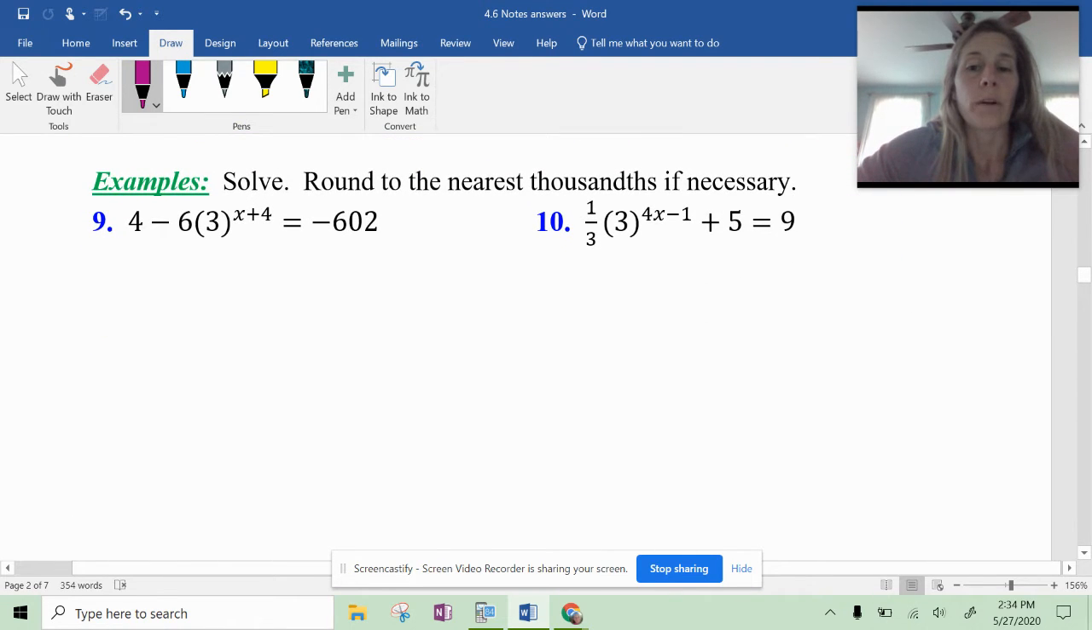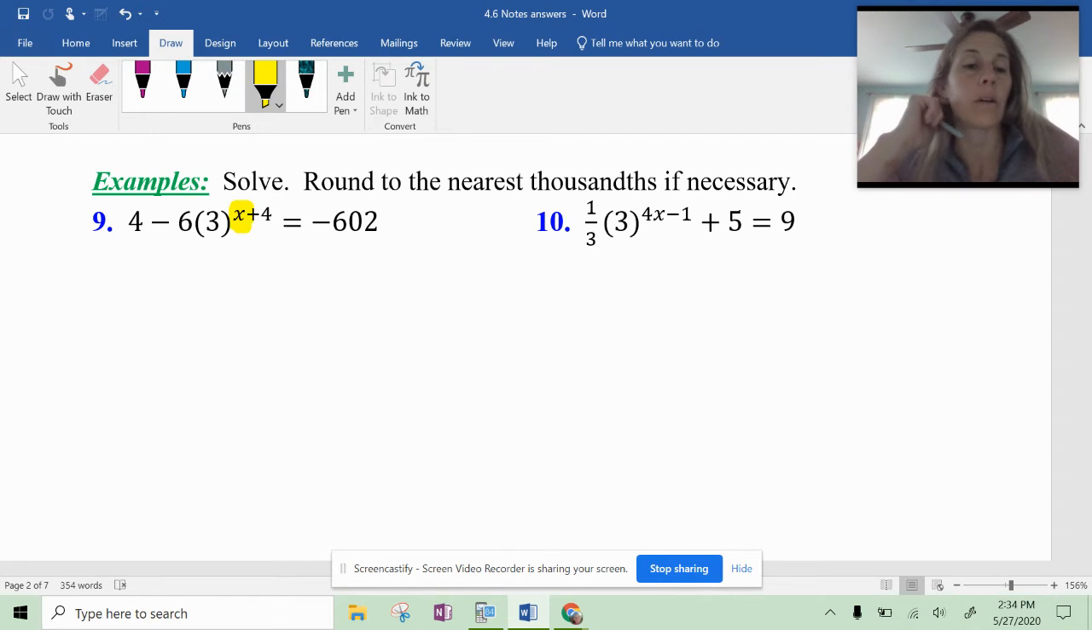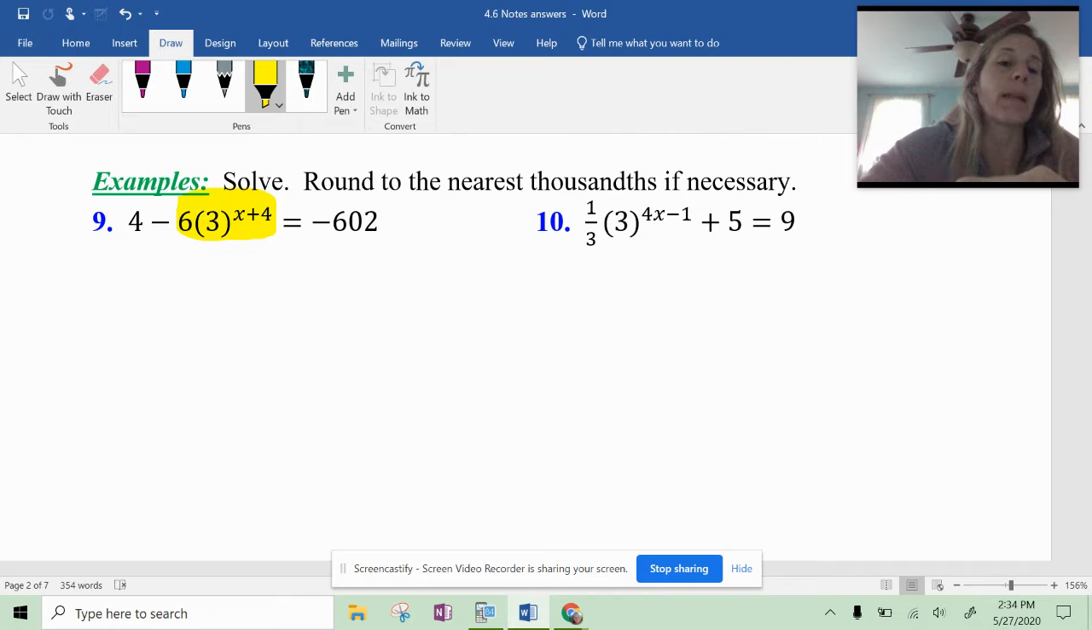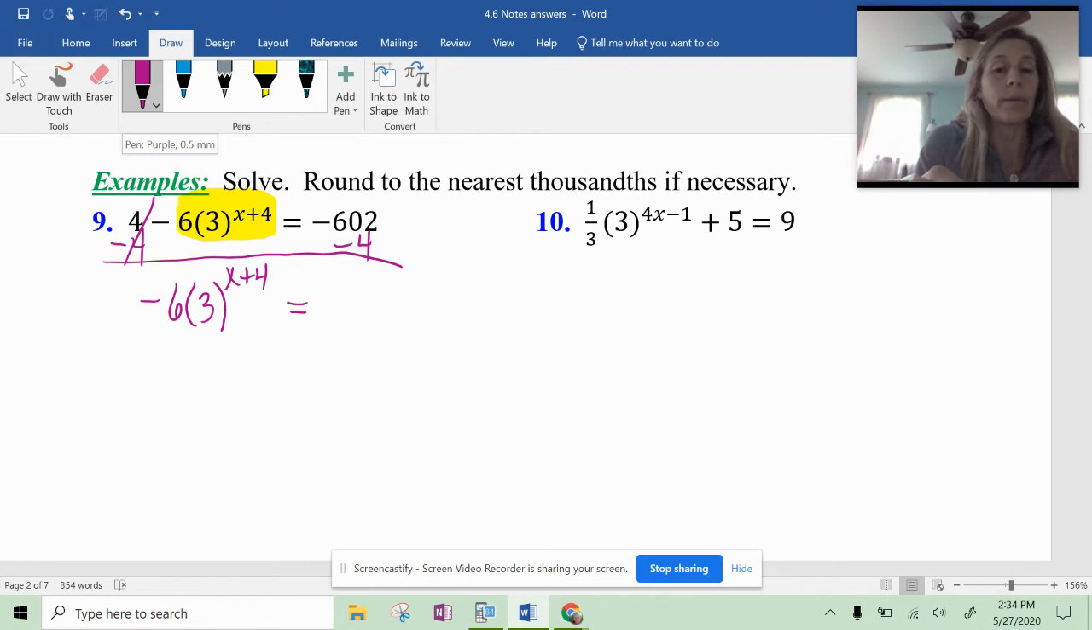Okay, a couple more. So again, when there's multiple things going on, you want to start working towards getting the term that has the exponent in it by itself. So the first thing I'm going to do is subtract that 4 over. So it doesn't really affect this term here. So I have negative 6 times 3 to the x plus 4. Over here, I'm going to do 602 divided by 4, which I believe is a decimal, 150.5.